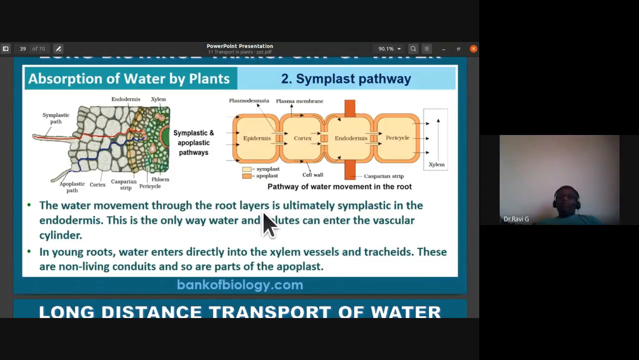So the water movement through the root layers is ultimately symplastic in the endodermis. This is the only way water and solutes can enter the vascular cylinder, that is the xylem and phloem. We call it the vascular cylinder.